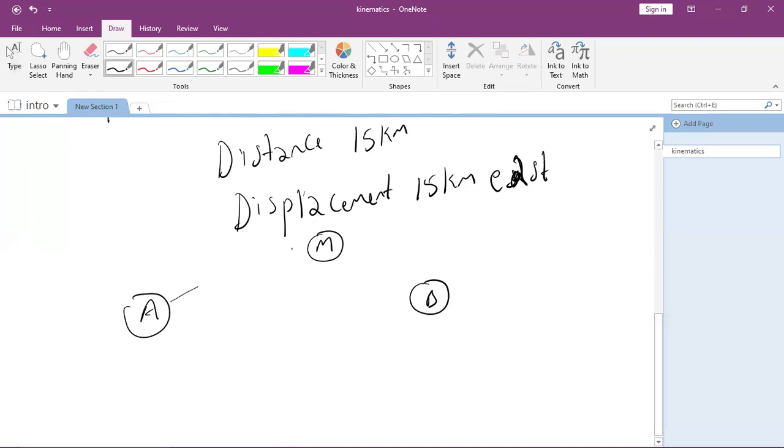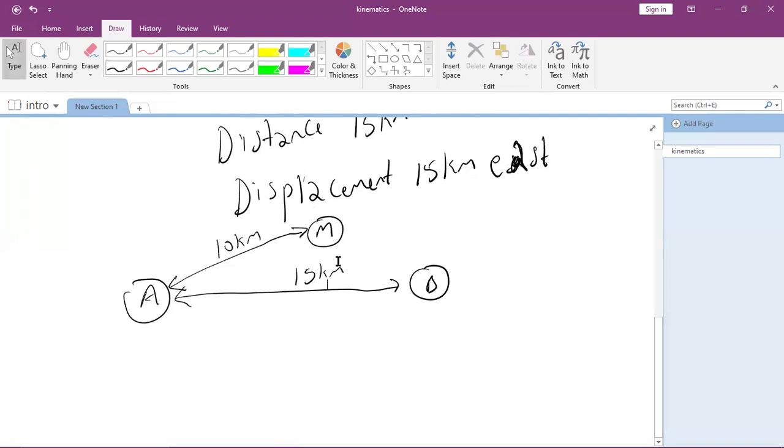From here to here, straight line. Let's say the distance from here to here in a straight line is 10 kilometers, while the distance from A to B through a library is 15 kilometers. All right. Now, this straight distance from A to B, from A to M, you observe this direction.